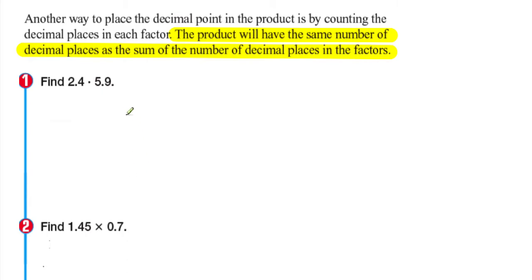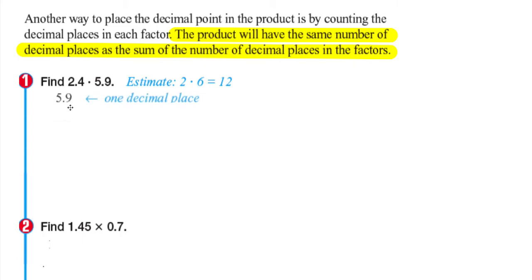So let's start. 2.4 times 5.9. We go back to our estimation. We estimate 2 times 6 equals 12 because 2.4 is rounded to 2 and 5.9 is rounded to 6, so our answer should be around 12.